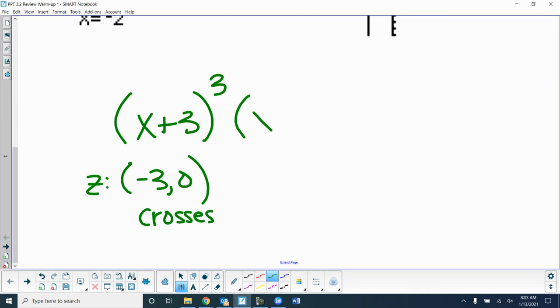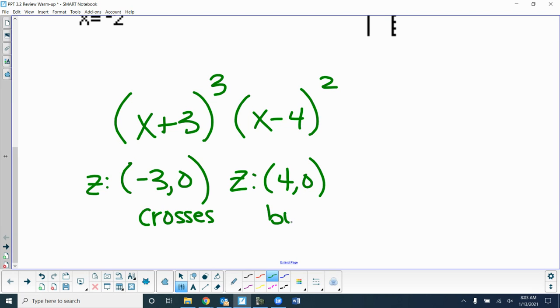If I had x minus 4 squared, what's the 0? Positive 4. And since it's an even exponent, it bounces. It won't cross. That's all you got to do with those. And when I give them to you, they'll already be factored like that. So it's really easy.